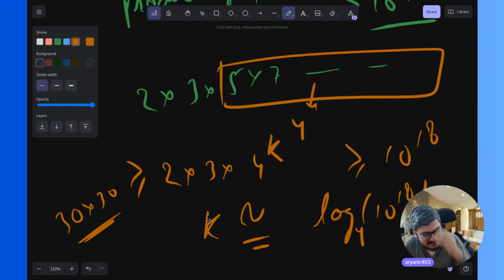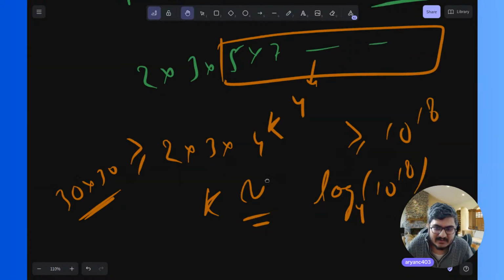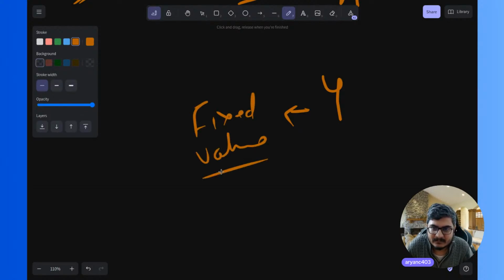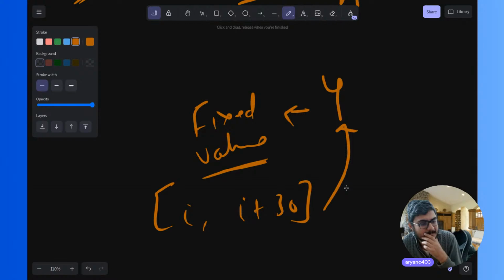So basically, if you look at any consecutive 30 numbers, another way to say it is, if you have a fixed value y, then for any integer I, in the range I to I plus 30, there will exist one number which has GCD 1 with this y.